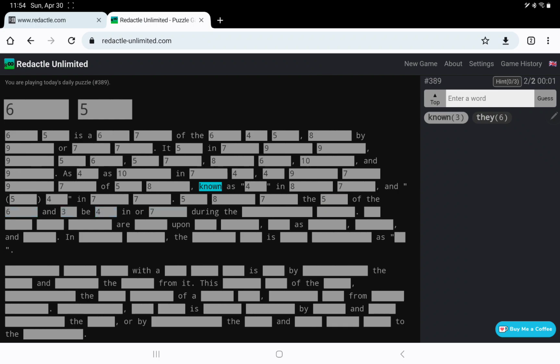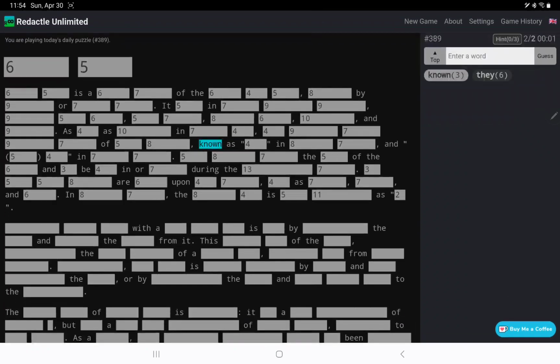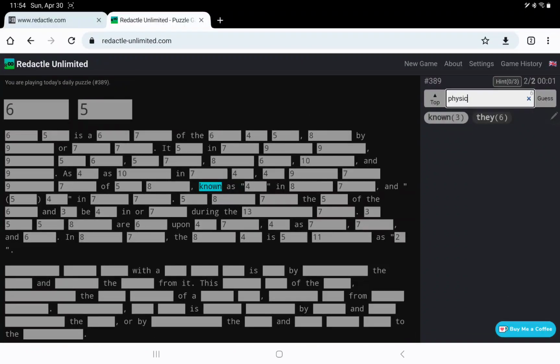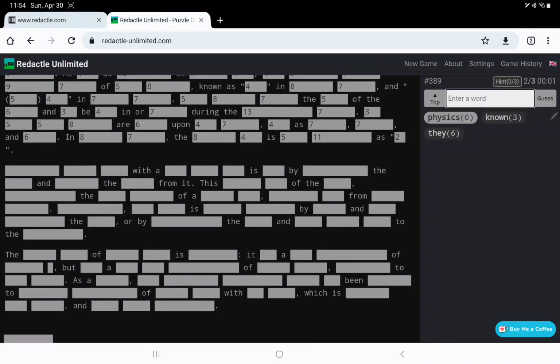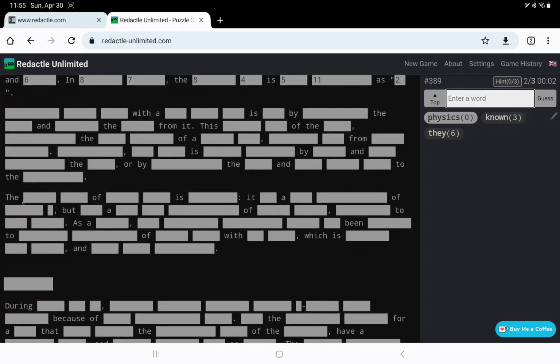And maybe seen, maybe in or something during the 13-7. It seems scientific, but maybe not. Oh, and then in 8-7, maybe in something physics, particle physics, no physics at all. All right, let's go down and see if there's anything.